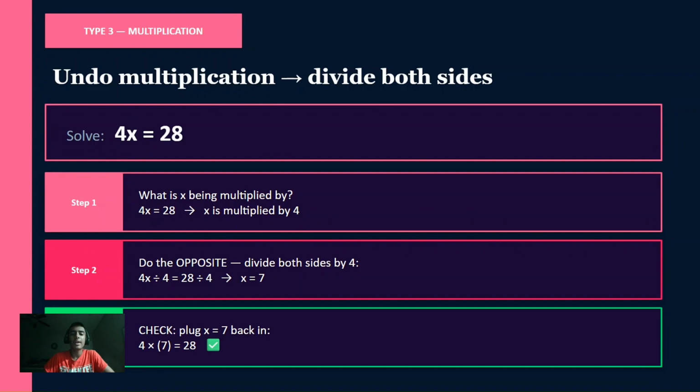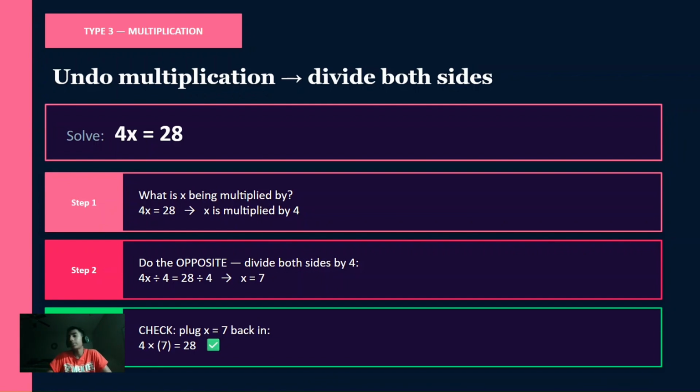Step 1. x is being multiplied by 4 because there's a 4x. Now step 2. This is where a lot of students mess up, so you need to be careful. We're going to divide both sides by 4. So 4x divided by 4 is equal to 28 divided by 4. The 4's cancel out on the left. That leaves just x. 28 divided by 4 is 7, so x equals 7.